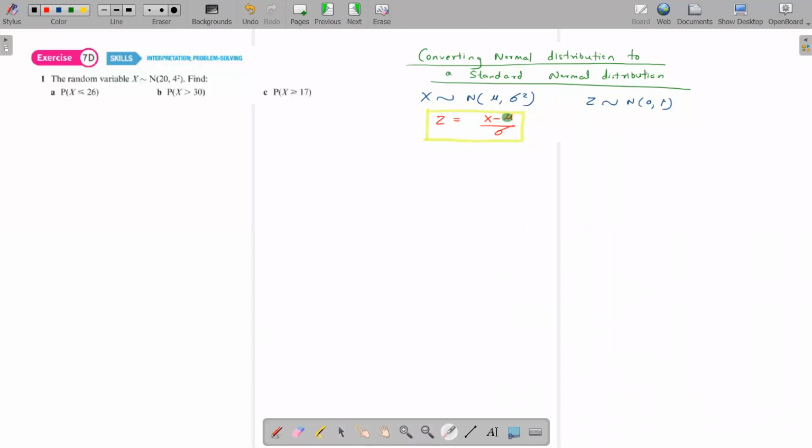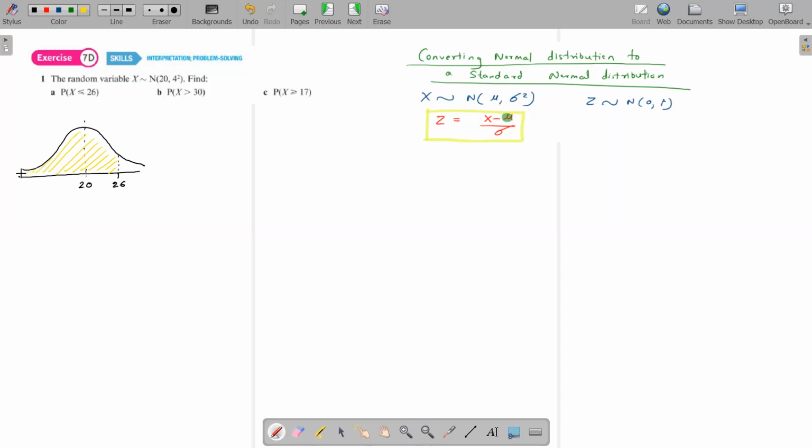Now let's go for the applications of this rule. In exercise 7d question number 1, they tell us the random variable x follows a normal distribution with mean 20 and variance 4. You're supposed to find the probability that x is less than or equal to 26. I just want to give you an idea of what's happening. In this normal distribution, the mean is 20, not 0. Can you see? You need to be able to draw this as well. And you need to find the probability that x is less than or equal to 26. So 26 is over here, right? You need to find the area behind 26.